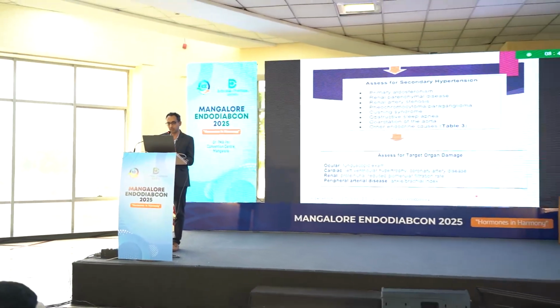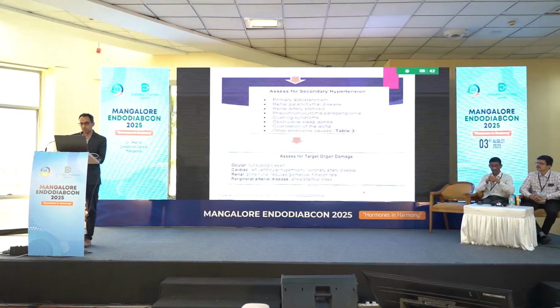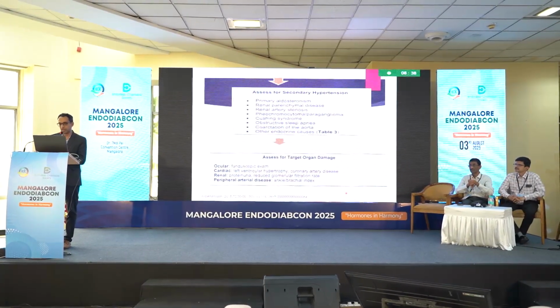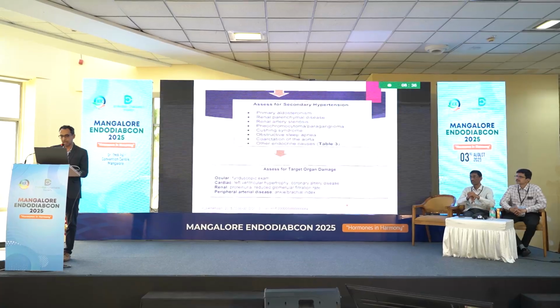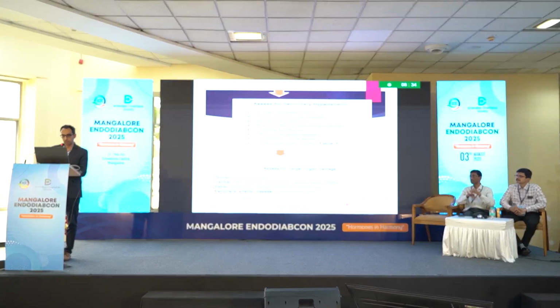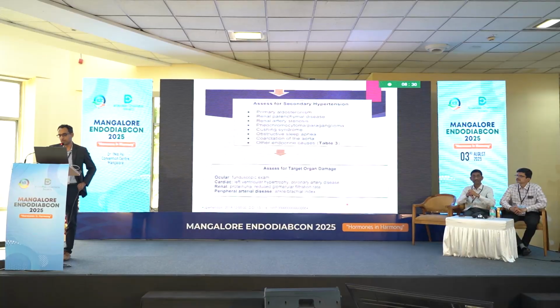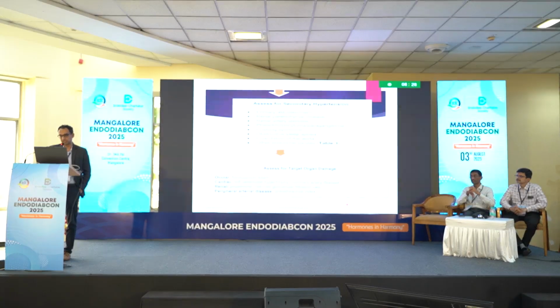Always look for target organ damage. Look at the fundus of the patient for hypertensive retinopathy. Cardiac evaluation for LVH, you can diagnose by ECG or echo. Renal albuminuria, proteinuria and GFR you should measure. And peripheral artery disease, you look clinically and you can go for the ABI, ankle-brachial index. So these are the measurements that are needed.